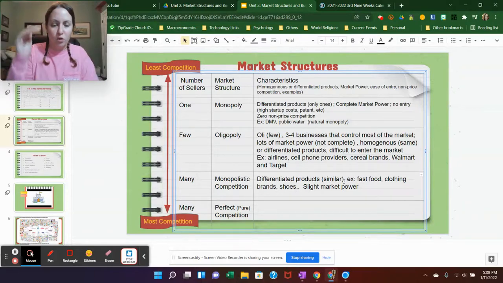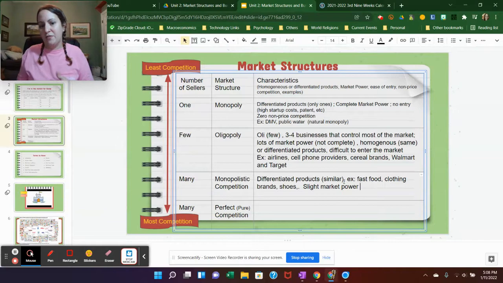Notice when there's more and more competition, and there's lots of businesses here, the less market power they have. My favorite restaurant could probably raise their prices 10%, 20%, and I'd still probably go there, but they cannot raise their price any more than that. I'll just go somewhere else because there's so many other competitors. There's so many other businesses in that same market that I'll just go somewhere else. So they can't control the price that much.